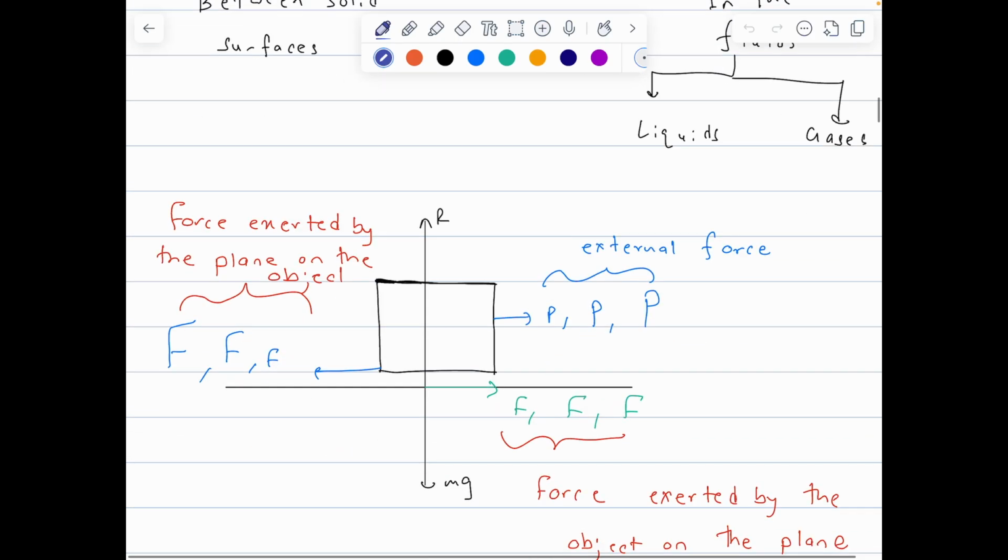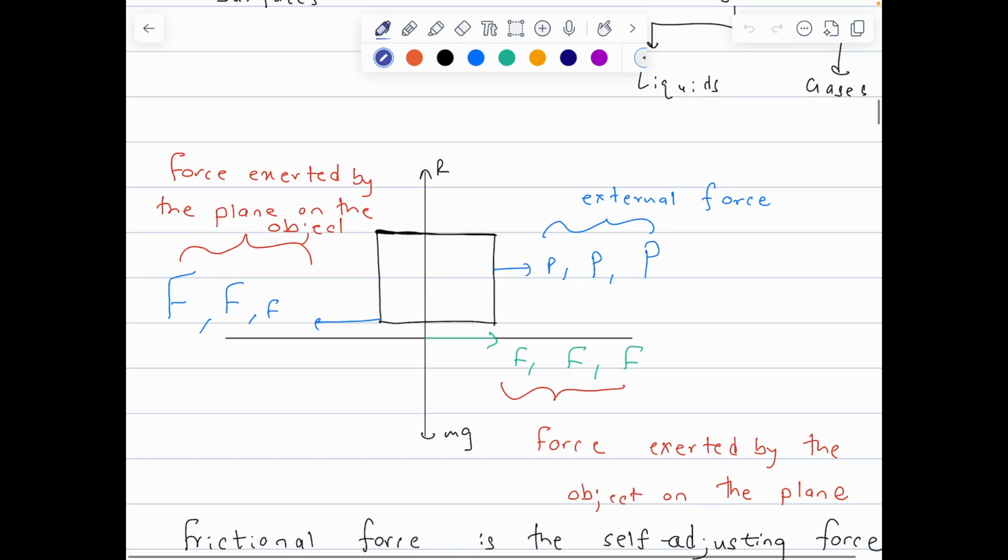Alright, so let's observe this diagram given below. You can see the object is in vertical equilibrium. Why? The reaction upon it upwards is equal to what? The weight of the object. So there is no net force in the vertical direction, therefore it's in vertical equilibrium.